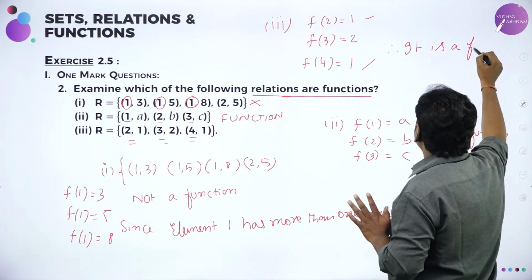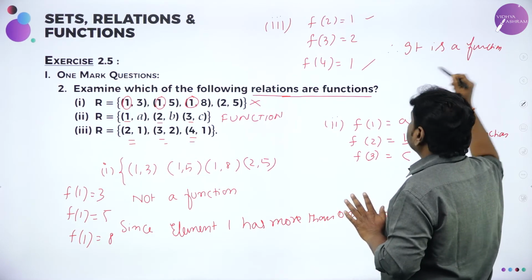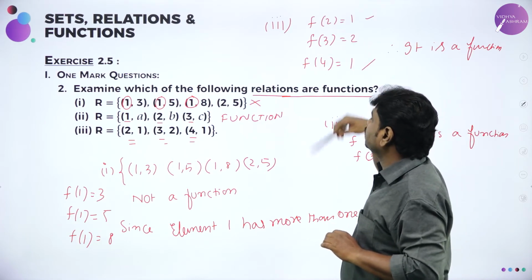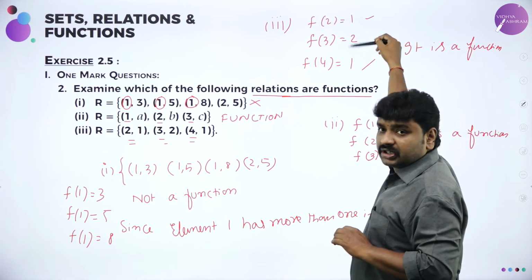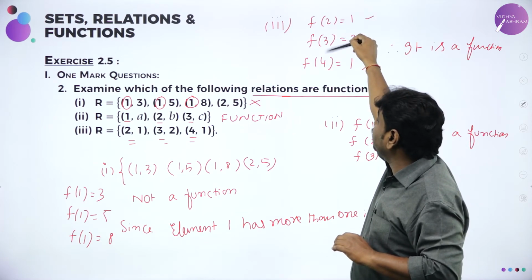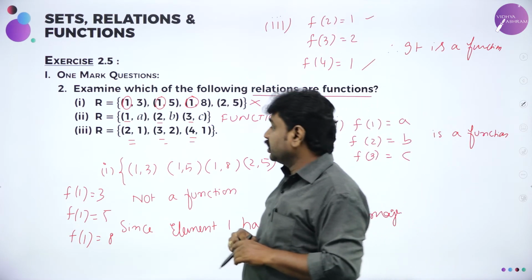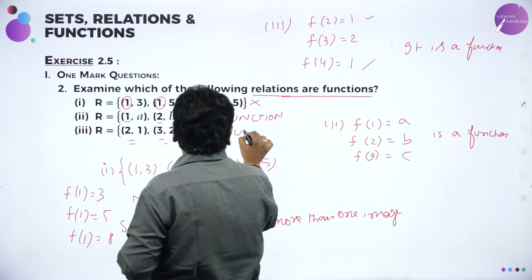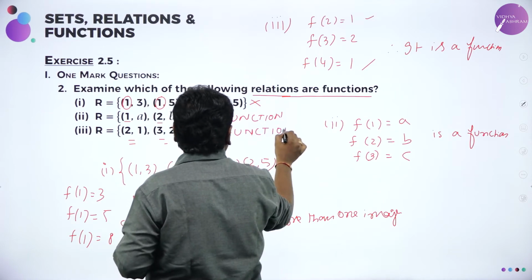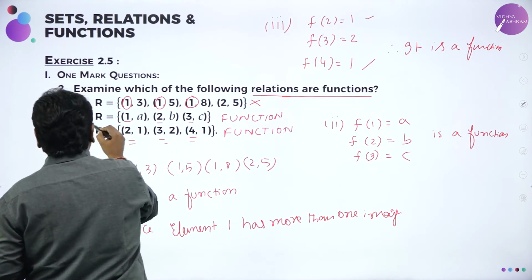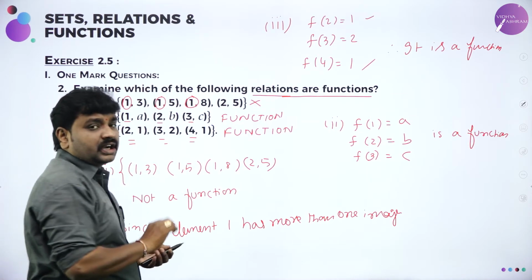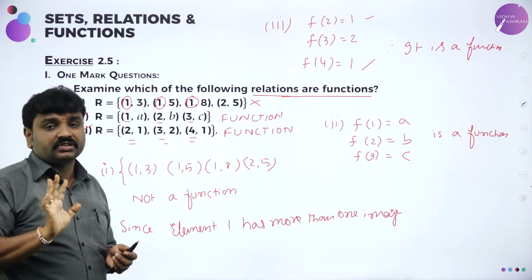Why is it a function? Because every element is unique in the first. Images may repeat, but elements should not repeat. So therefore the last one is a function. They wanted us to examine, we examined and concluded this is a function, this is a function, the first one is not a function. And I told you a simple technique to say which is a function or not.